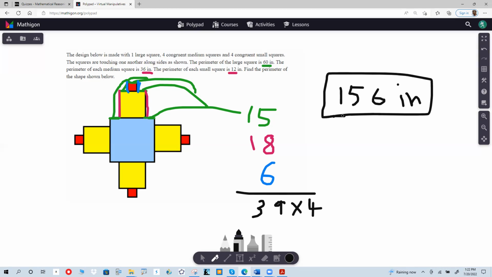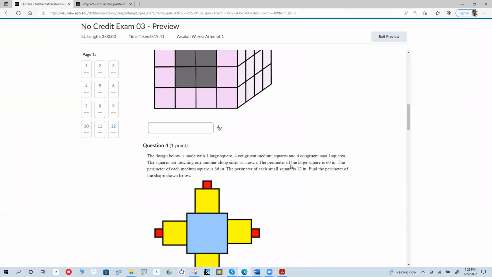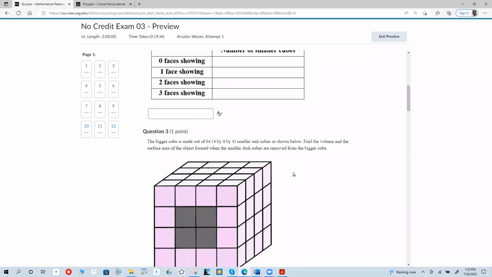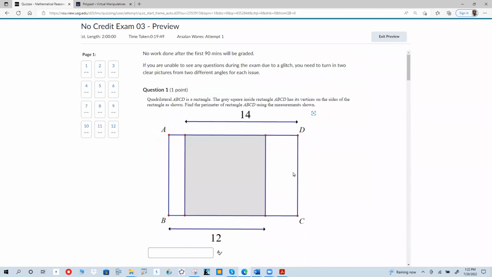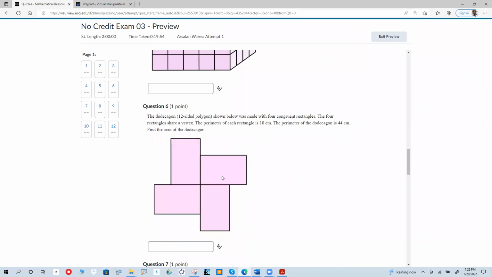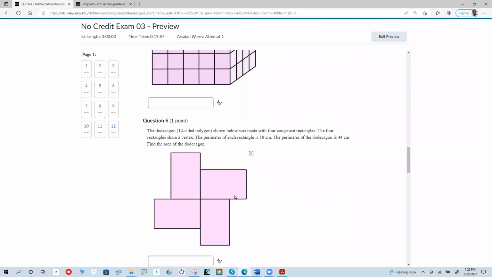All right. So number 5. Number 5. That one. And then number 1, 7. Let's see here. And then the dodecagon one. This one, number 6 in my thing. Okay, let's do this.